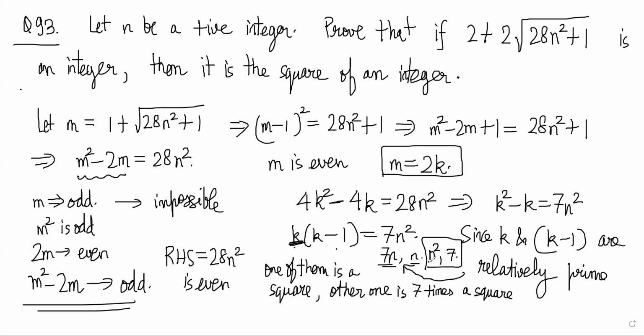K must be n square and k minus 1 might be 7, something like that has to happen. Or k minus 1 is n square and k is 7, right? Both of them cannot have a common factor, because k and k minus 1 are co-prime. So suppose k minus 1 is equal to some h square for some positive integer h.